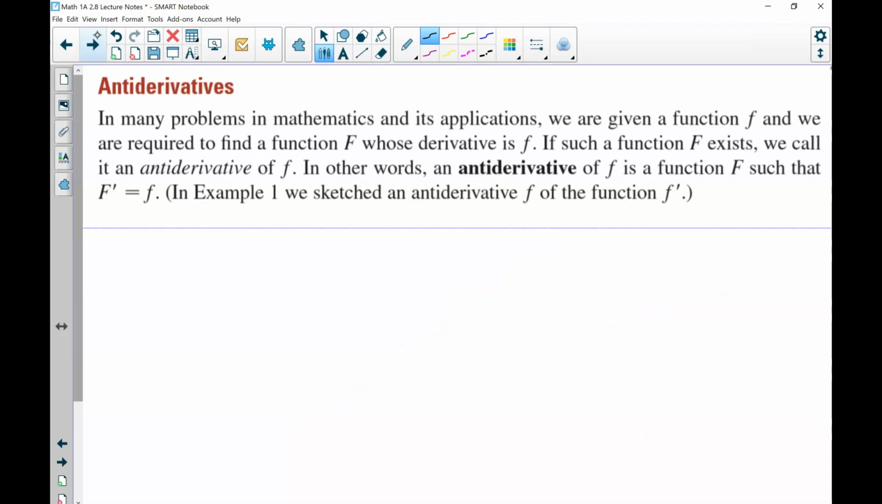All right, now in many problems in mathematics and its applications, we are given a function f, and then we are required to find a function F whose derivative is the function f. Now, if such a function F exists, we call it an antiderivative of f. So in other words, an antiderivative of f is a function F such that F prime of x is equal to f. So in example 1, we sketched an antiderivative F of the function f prime.